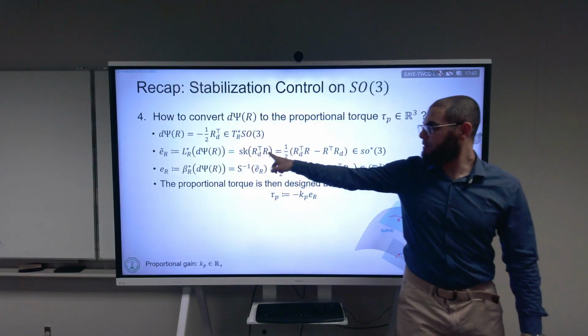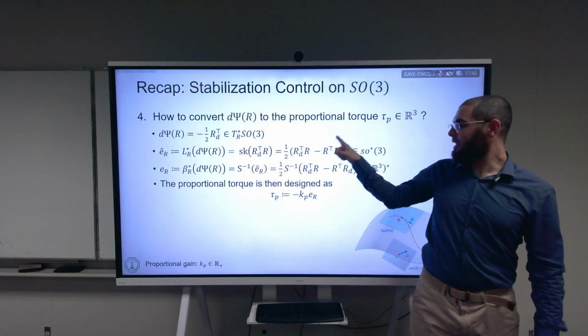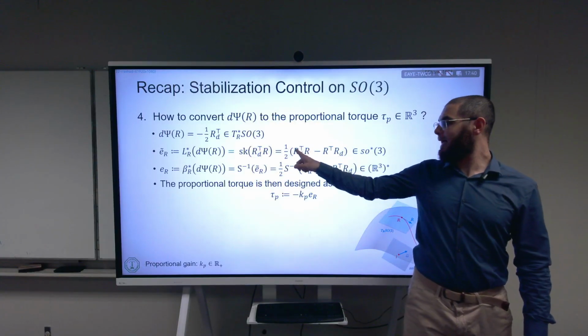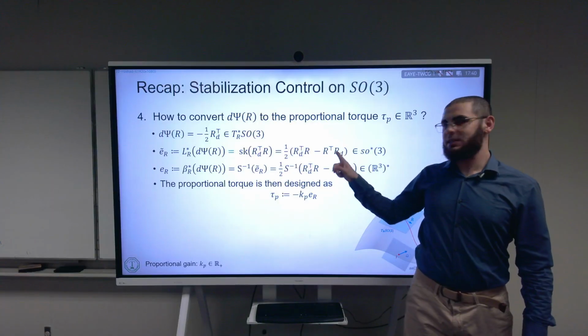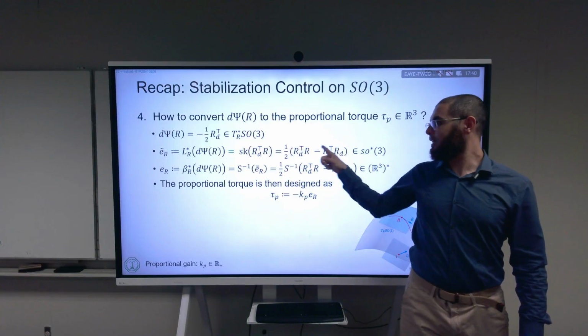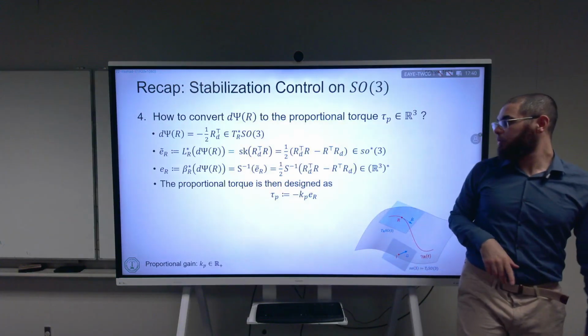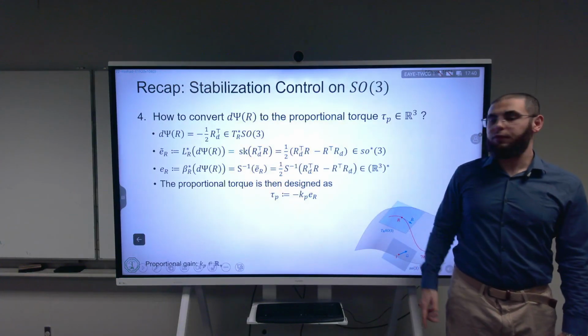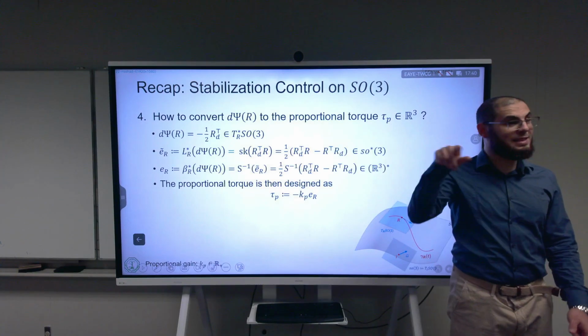So this is the matrix, this is minus the matrix transpose. So this is the matrix, and this is its transpose. And then I take the difference, and then I divide by 2. And this is exactly what the error function, the error variable looks like. But this is in tilde form.